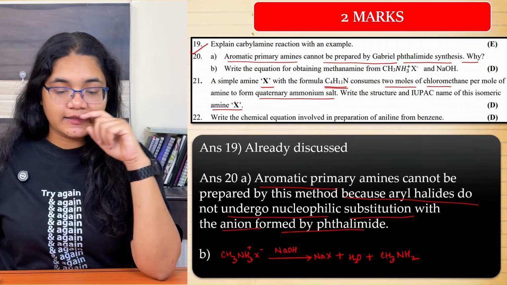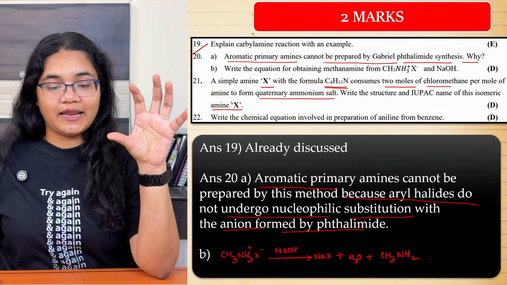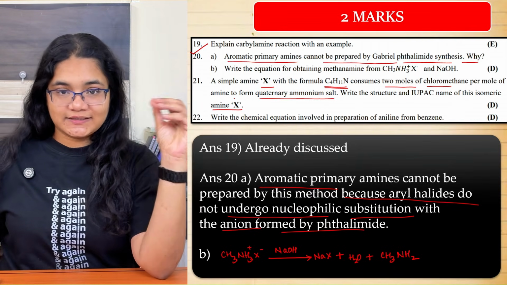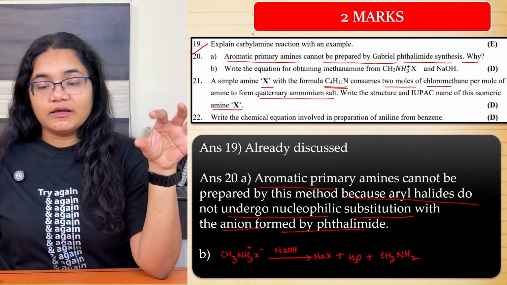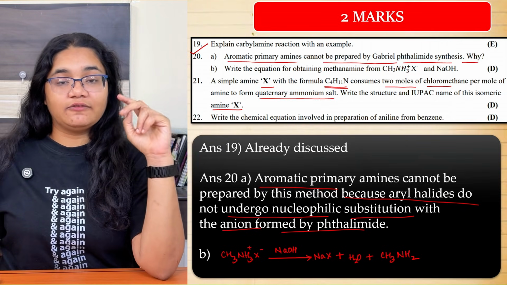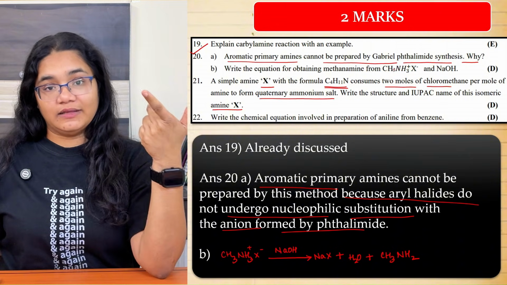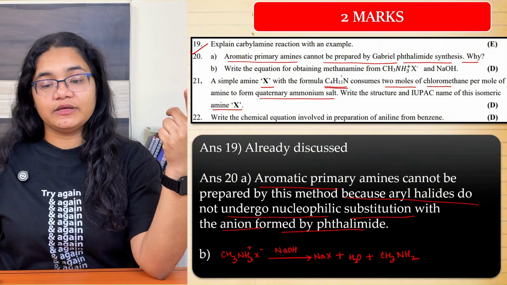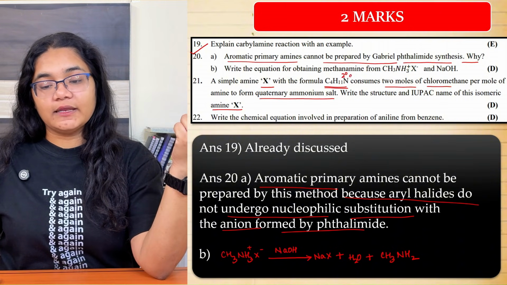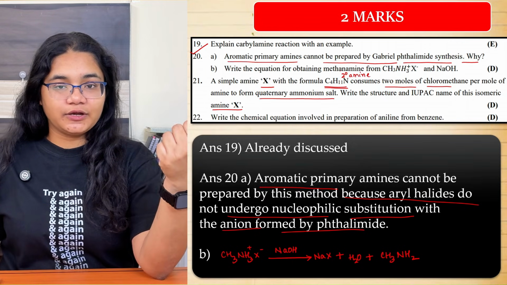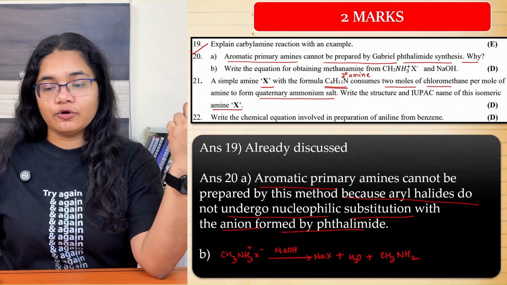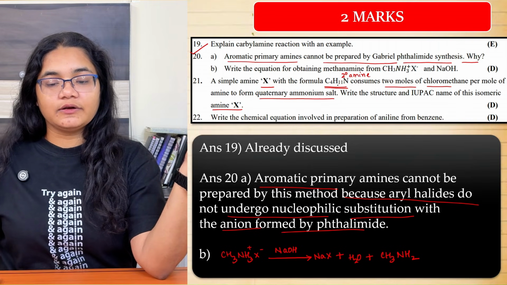Now, what is this saying? Simple amine X means all the R groups are the same. With the molecular formula C4H11N, it consumes 2 moles of chloromethane. That means this must be a secondary amine. Why? Because when it consumes the first mole, it will give you a tertiary amine, and on the second mole, it will give you a quaternary ammonium salt.